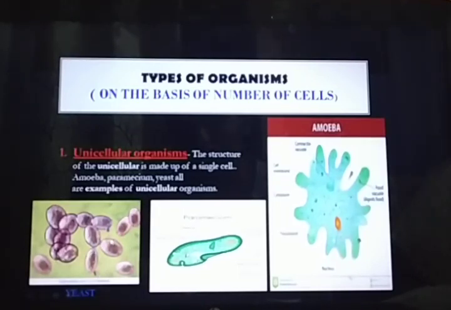You would have heard about the budding process of reproduction. These yeast have been formed by budding, many yeast. That's why they are joined together. You can recall it from the previous class.